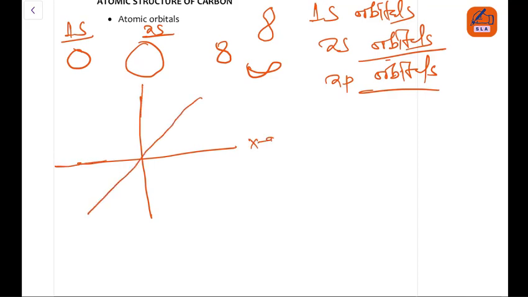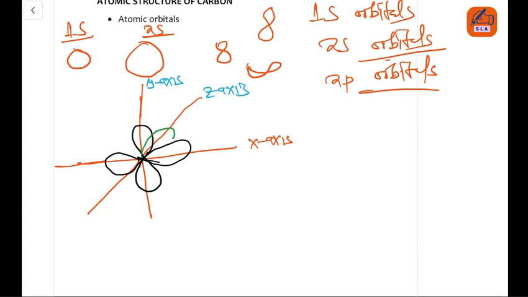This is the x-axis. This is the y-axis, and this is the z-axis. The first dumbbell is aligned with the x-axis, this one. The second one is this way, aligned with the y-axis. And the last one is in the z-axis. So these are shapes of atomic orbitals, not only of carbon but of any atom.